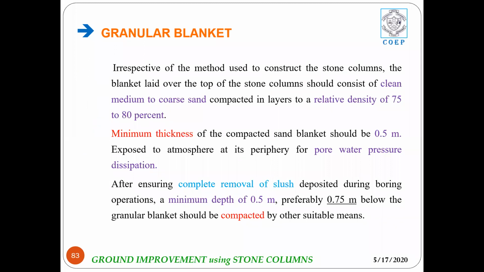Now, once the entire site is covered with the spacing of a number of stone columns, and the stone column installation is over, then a granular blanket of clean sand, which is medium to coarse, has to be provided with compaction, and the minimum thickness of the sand blanket has to be 0.5 meters. And this helps because, in case of stone columns, when subjected to loading, the pore water pressure finds its way laterally into the stone columns.